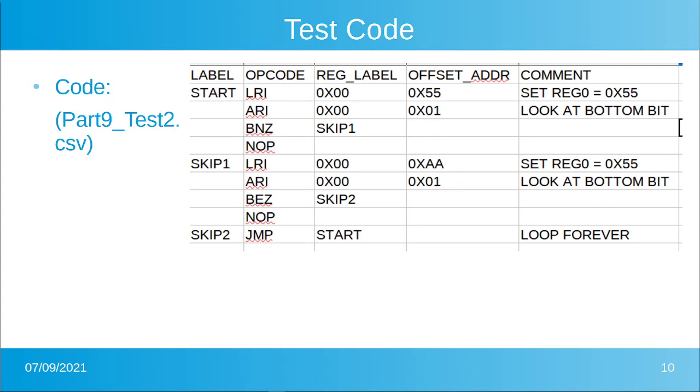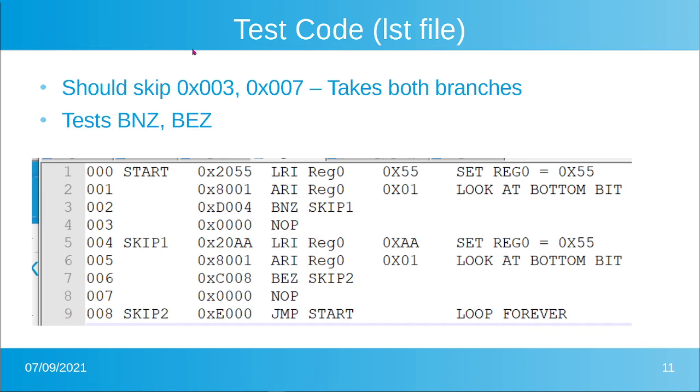Let's take some test code and see what it does. We'll start with only using register 0 for this code. Let's set it to 55 and then AND it with that 1 again. It should be equal to not 0, so it should skip this line. So that's line 0, 1, 2, 3. It should skip instruction 3. And we'll do the flip here and the flip here, and it should also skip this line. So what do we predict? We predict that we're going to skip lines 3 and 7, and it would take both branches.